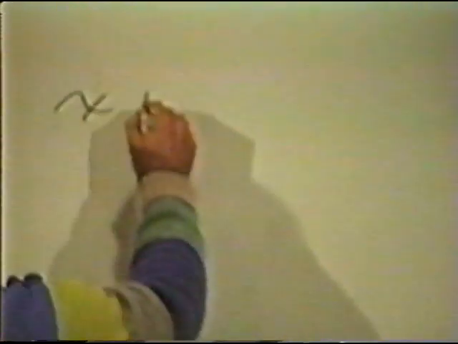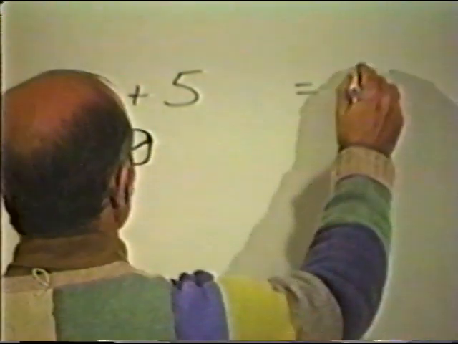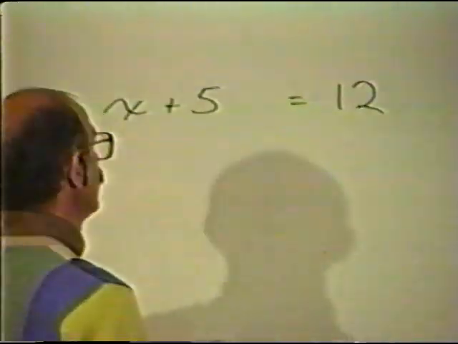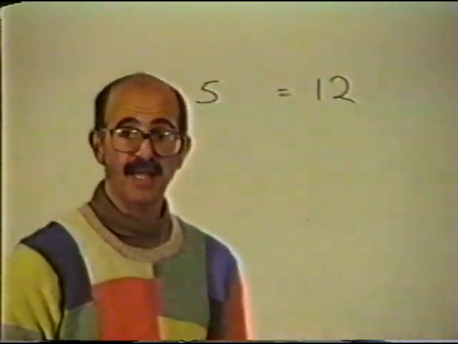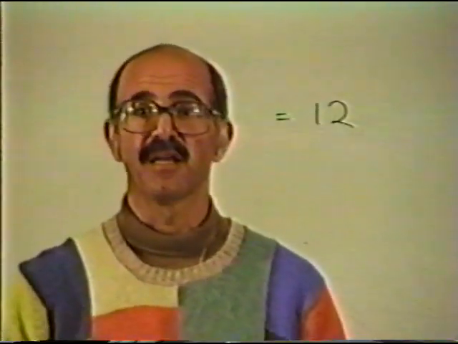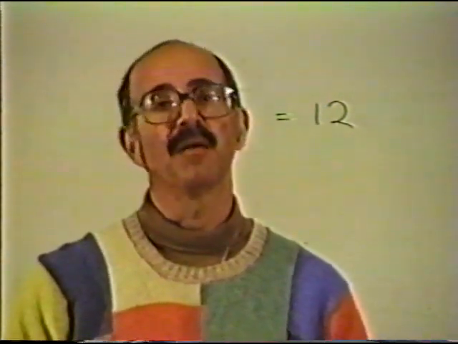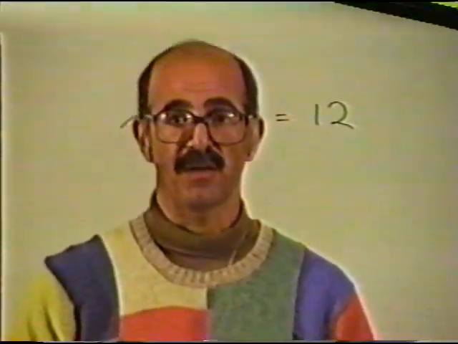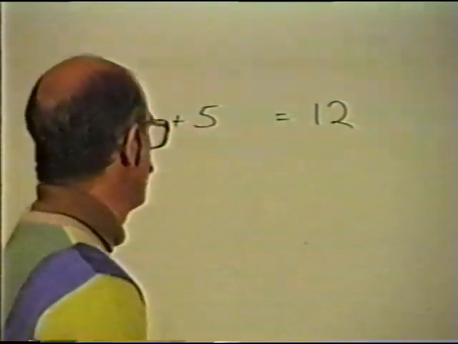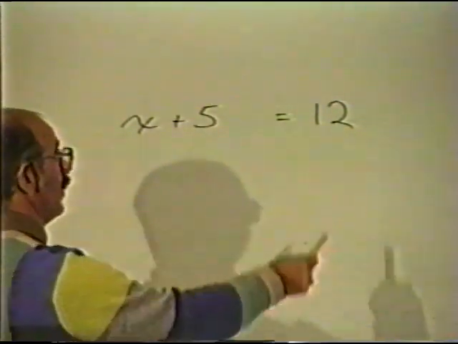It says x plus 5 equals 12. And you say, Uncle Dan, what's x? X is just some number. You don't know what it is, but you'd like to find out what it is. Some number plus 5 equals 12.